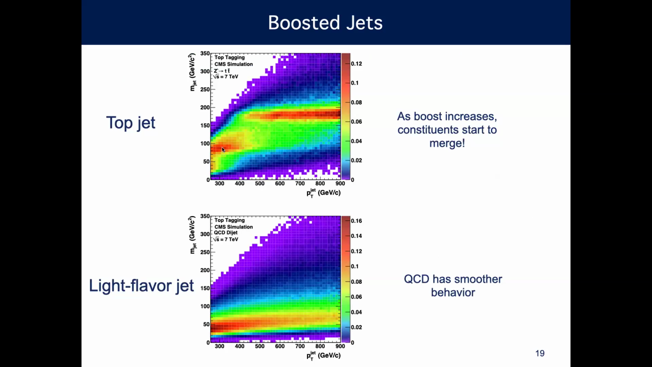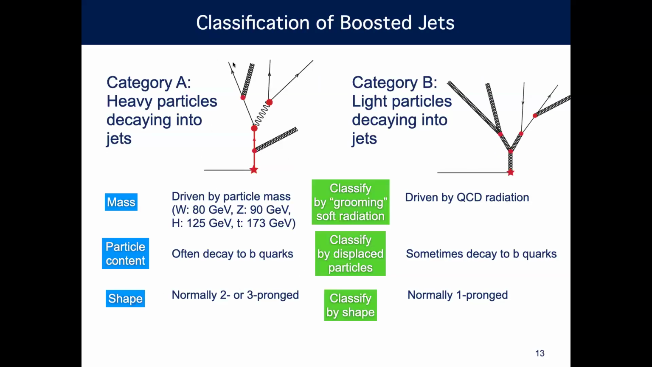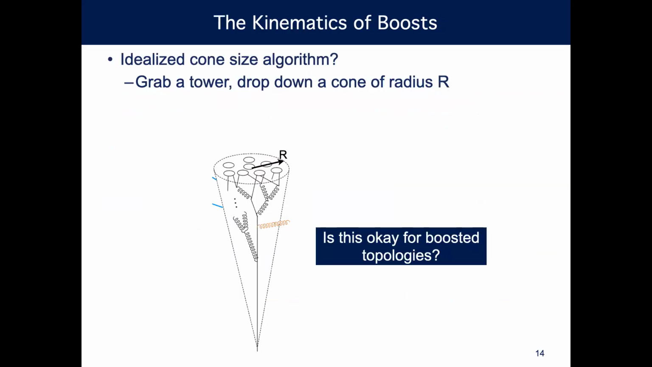Just to show you this graphically, look at a top jet versus a light flavored jet, and look at the mass of that jet as a function of the PT of that jet. They're getting more and more boosted, right? Because of the top quark, if you look back to this slide here, the top quark will nominally have 3 centers of activity, the W to QQ and the b quark, whereas the light quark jets will mostly have 1, occasionally 1 or possibly 2.